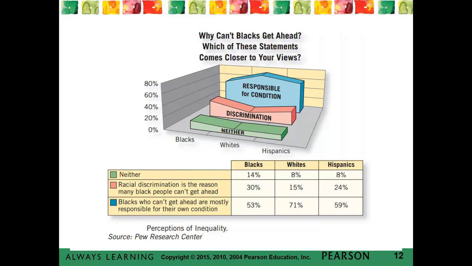But 53% of blacks said they are mostly responsible for their own condition, but 30%, double, said that the reason they can't get ahead is because of racial discrimination. So that tells us a lot about not whether or not one group is correct or not, but it tells us that based on your experiences, you're going to see the world a little bit differently. And if you're constantly being harassed or you're receiving forms of instances in which you think you're being discriminated against, you're more likely to feel that you can't get ahead because of race.